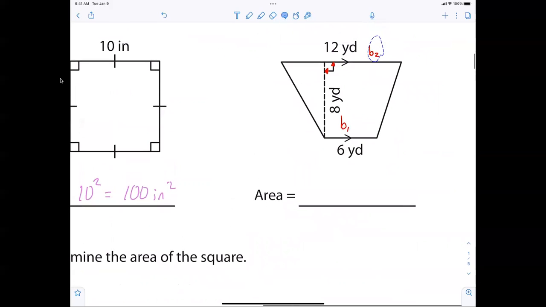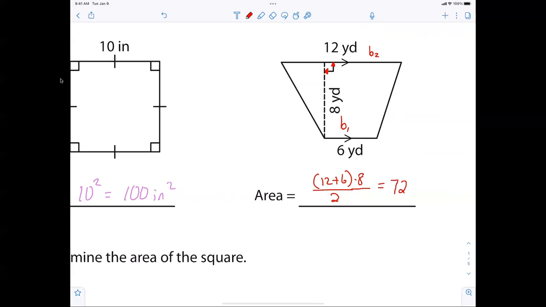All right. So here we go. Area equals. I like to say 12 plus 6 divided by 2 times what? Times 8. And what is that? 72 is what I got. But 72 what? Yards squared. Now, again, you're also practicing with your calculator, but technically, do we really even need the calculator on this? No, you should be able to say, well, 12 plus 6 is 18. 18 divided by 2 is 9. 9 times 8 is 72.